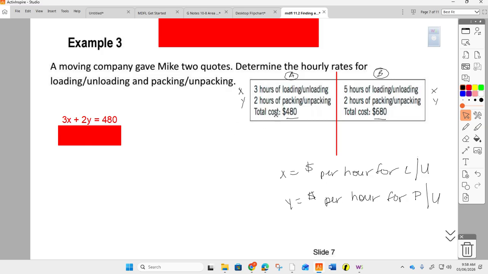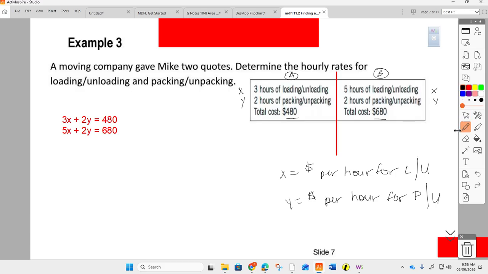So this represents how much they charge us per hour for loading and unloading. This represents how much they charge us per hour for packing and unpacking, or how much they're charging Mike. What do you think is going to be the equation for the other scenario? Perfect. Exactly right.